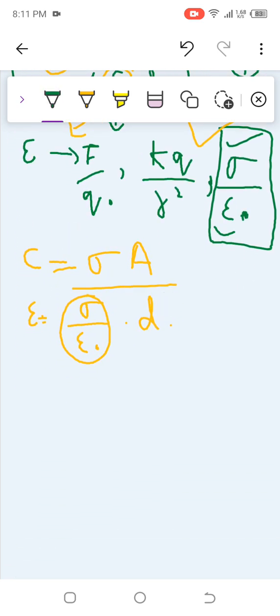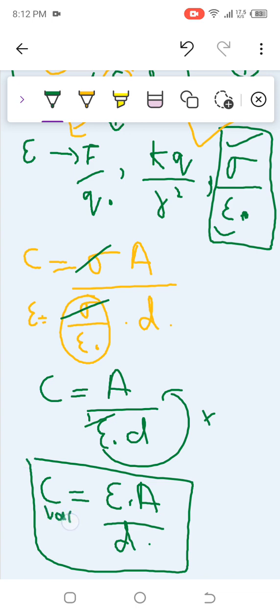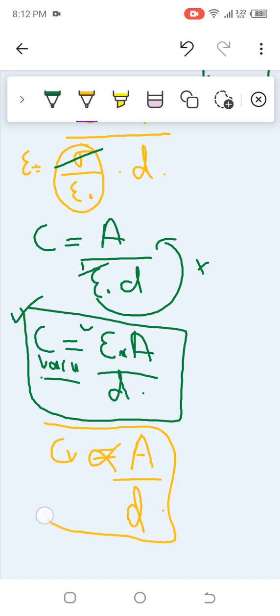Fine. After that, when we cut this, we will get C is equal to area upon 1 over epsilon d. Now epsilon is divided, it will go and here it will multiply. C is equal to epsilon A over d. So this is the final equation, the capacitance of the parallel plate capacitor in the vacuum. The formula is epsilon into area per distance. Okay. After that, this capacitance in the vacuum is basically directly proportional to area and inversely proportional to distance.